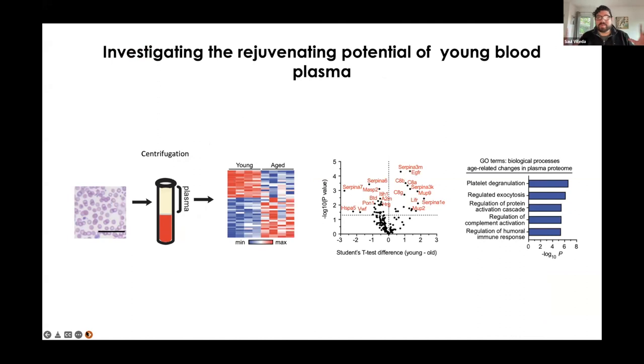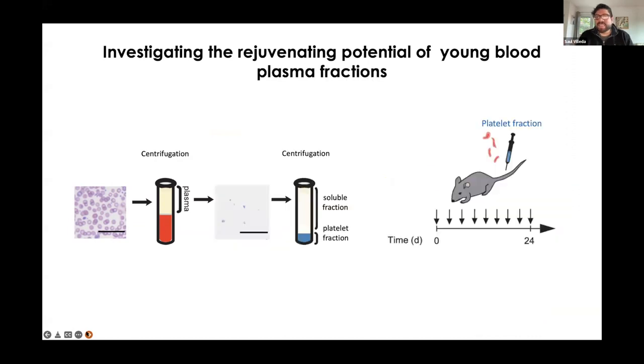We just did unlabeled mass spectrometry, so really a proteomics approach to just look at the plasma and just ask, with age, what are those age-related proteomic changes that are happening? And when we looked at the different factors that were both decreasing and increasing with age, what we saw as the top biological processes was actually coagulation and platelet degranulation. It really pointed to these wound healing responses. So we found that really interesting.